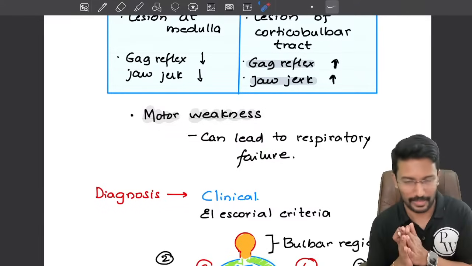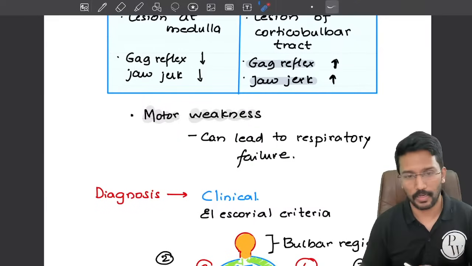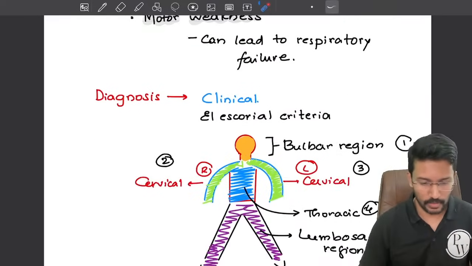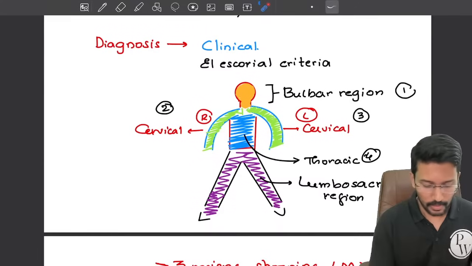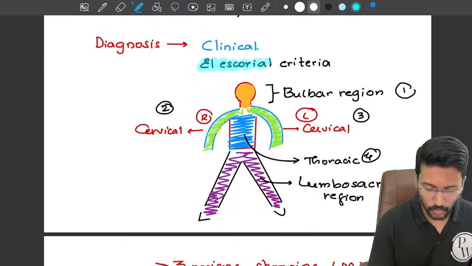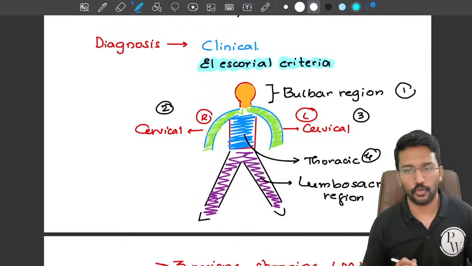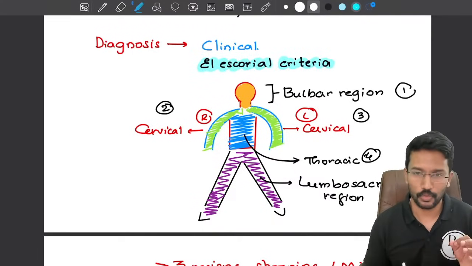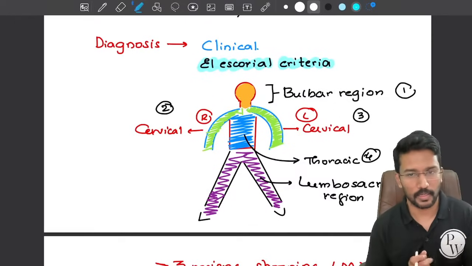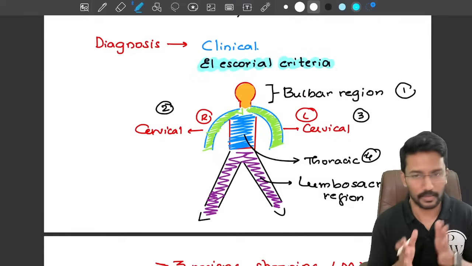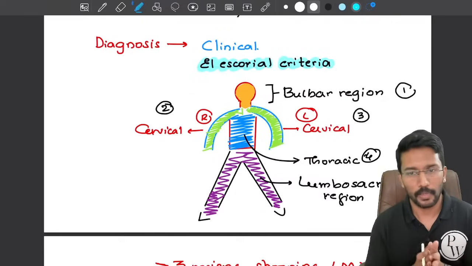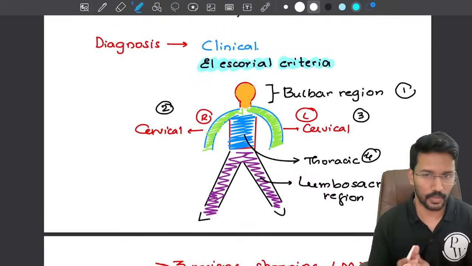So now in amyotrophic lateral sclerosis, they have this bulbar or pseudo-bulbar palsy plus weakness of other muscles because of motor neuron death. Now, how do we diagnose them clinically? For clinical diagnosis, we have a criteria called the El Escorial criteria. I have already told you one criteria for Parkinson disease, that is your Movement Disorder Society criteria. For Parkinson disease, that was the criteria. For amyotrophic lateral sclerosis, the El Escorial criteria.